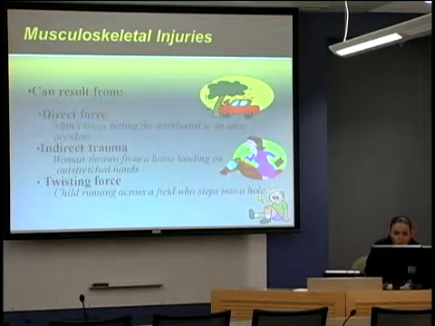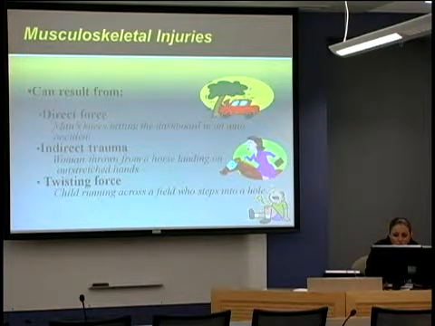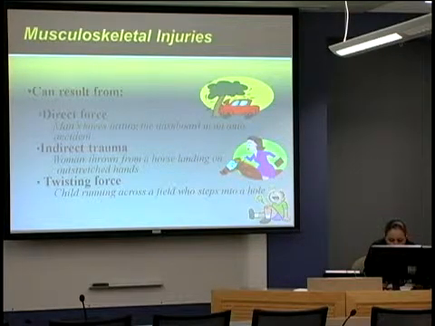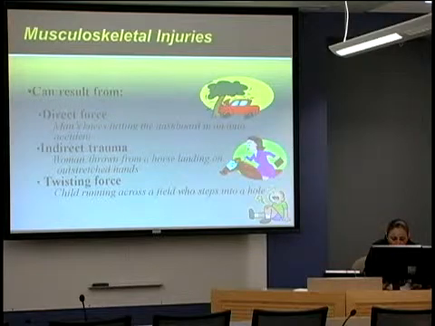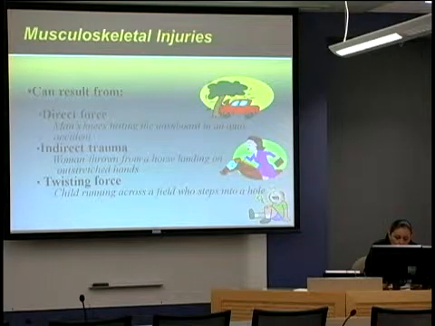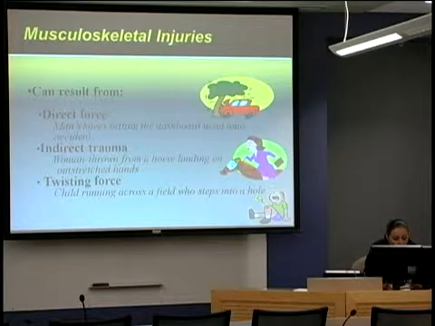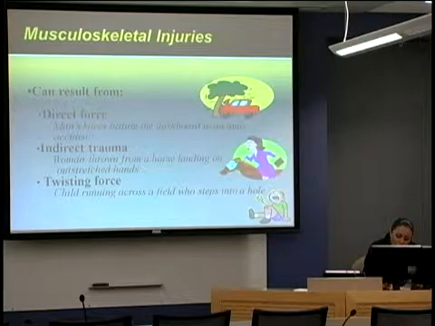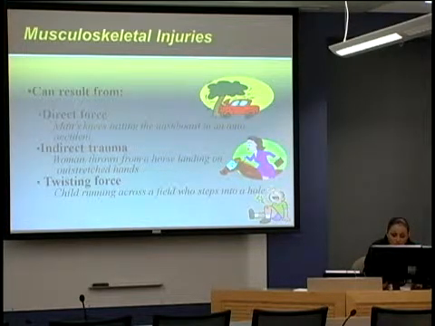So, musculoskeletal injuries can result from direct, indirect, and twisting force. As you approach a patient with an injured extremity, you can get a good idea of how much damage may have occurred by determining the mechanism of injury. The injury from direct force occurs at the point of the impact. For example, a man in an automobile accident who is not wearing a seatbelt is thrust forward. The knee hits the dashboard. As a result, the patella may be fractured.